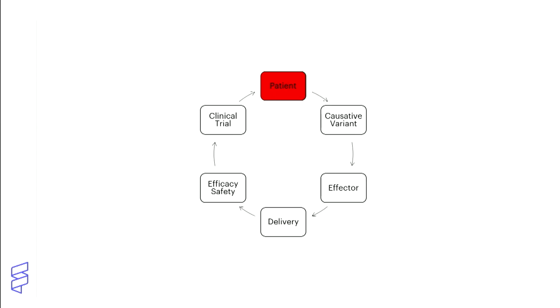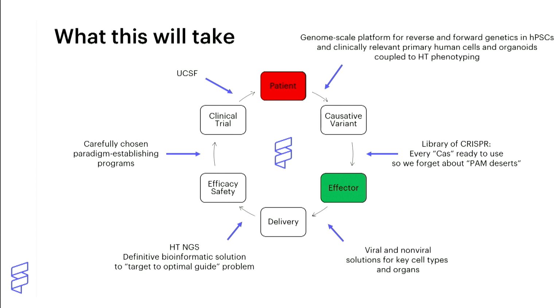Specifically, to go from patients to variants to effector to delivery to efficacy to clinical trial and back to more patients, you have to engineer the effector, and that's where CRISPR-Cas comes in. But there's so much more that needs to happen. And we're building all of that at the IGI, within the IGI ecosystem.